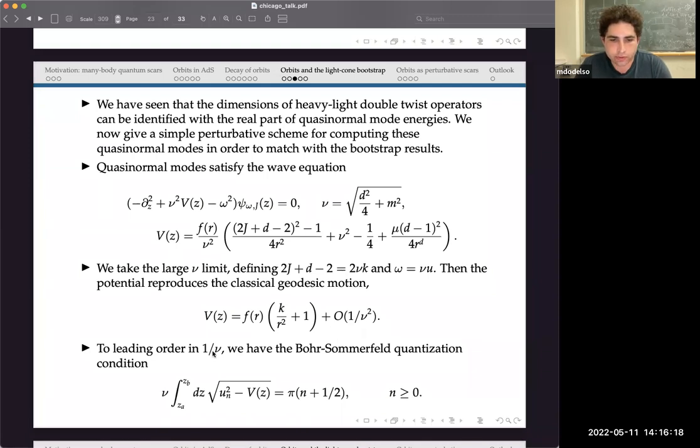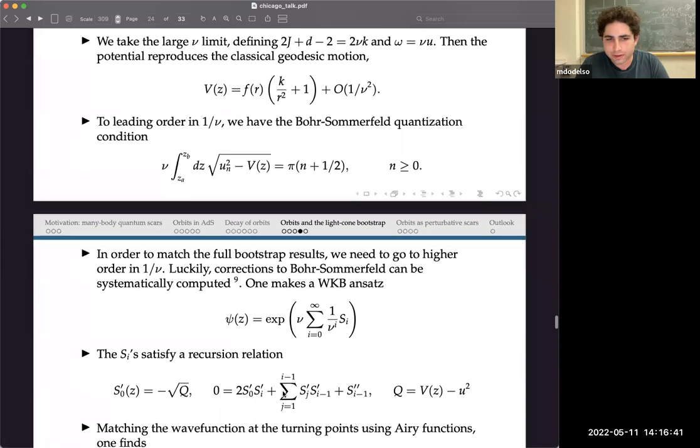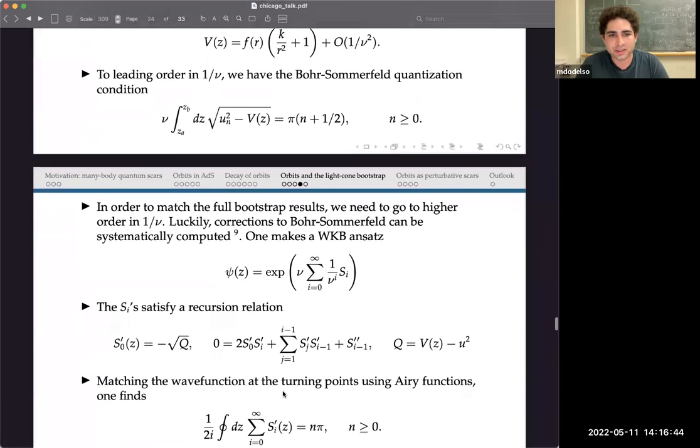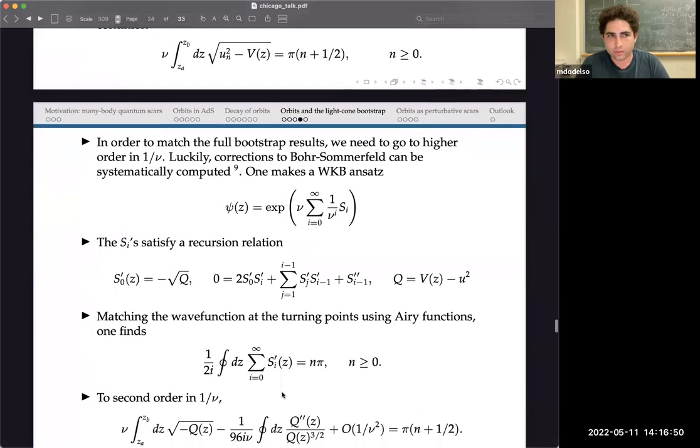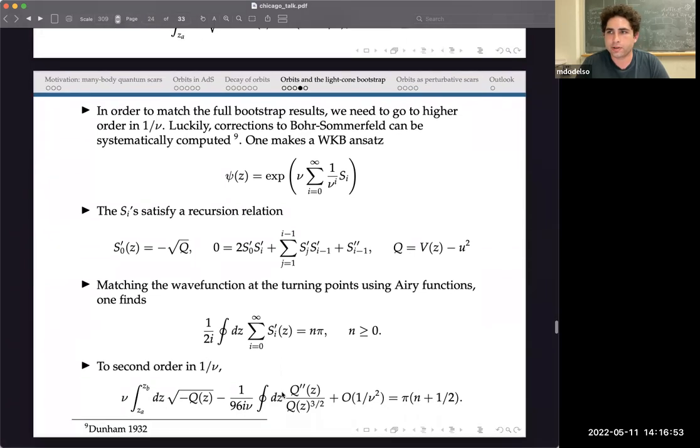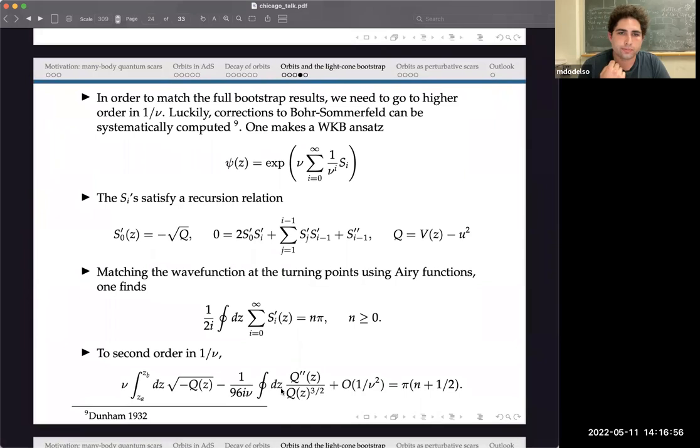Now, to leading order in 1/nu, if we want to compute these quasi-normal energies, we have the Bohr-Sommerfeld quantization condition. It takes this form. This is what I wrote before, but it has an additional 1/2 that we know is there in Bohr-Sommerfeld. However, the bootstrap guys are very powerful, and they have some more complicated results. So we want to be able to match the full results, and so we need to go to high order in 1/nu. It's possible to actually do this.